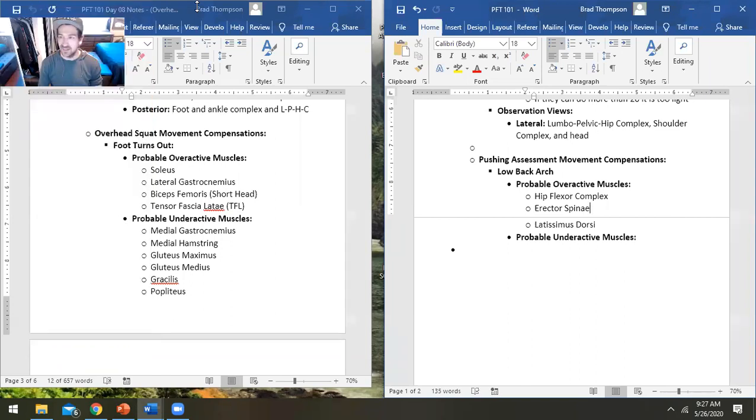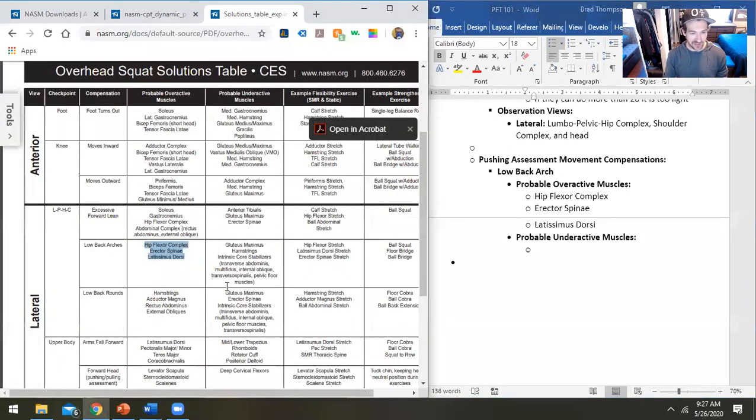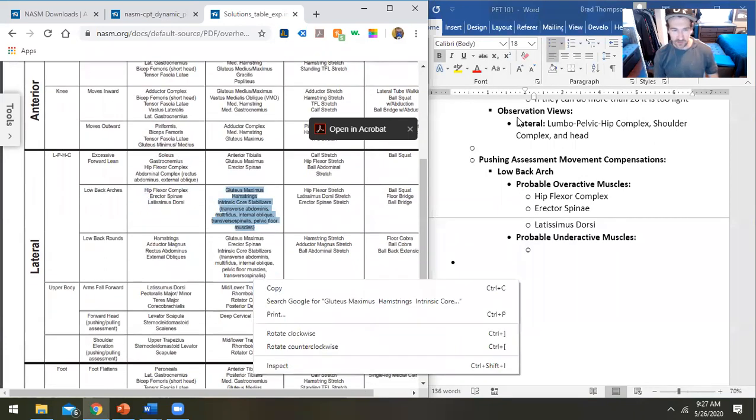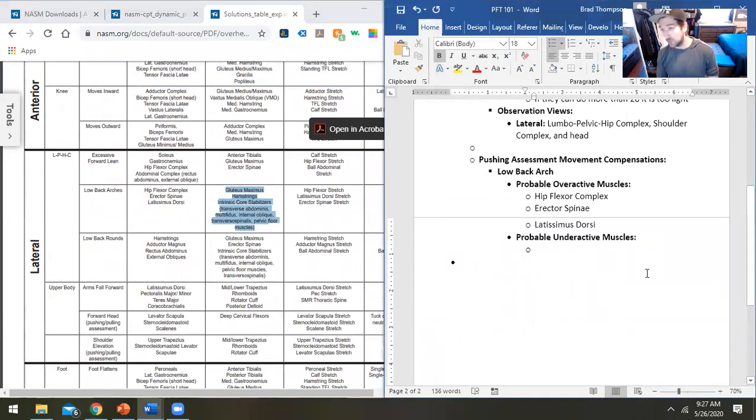All right, let's throw this up here. Okay, so our probable overactive muscles: hip flexors, erector spinae, latissimus dorsi. Probable underactive muscles, going back to our list here. It seems like a long list. You're going to notice, holy crap, that's a big box. But it's because it's actually listing out all the little submuscles there. So it is going to be the opposite of your hip flexor complex, which is in charge of hip flexion.